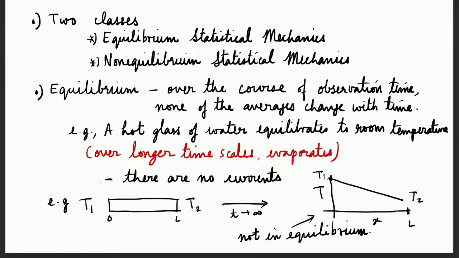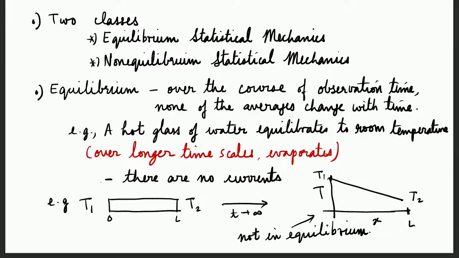But is that enough? Let me look at another example. I have a rod like this. One side is kept at temperature T1 and one side is kept at temperature T2. Then I wait for a long time. These temperatures are kept fixed. Then I ask, if I measure the temperature at different points, what will it be? After a long time, you can imagine that one side is at T1, one side is at T2, and there is a linear interpolation between the two. This graph does not change with time, just like before.